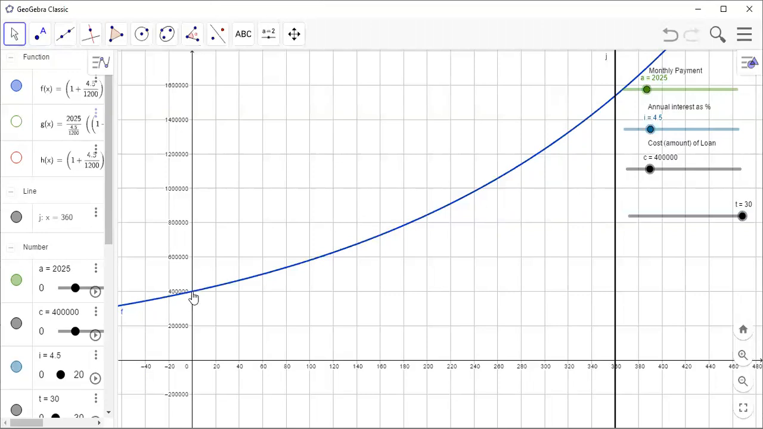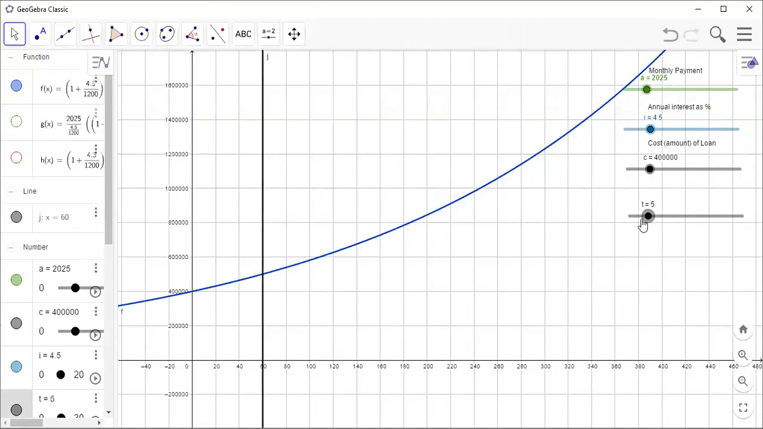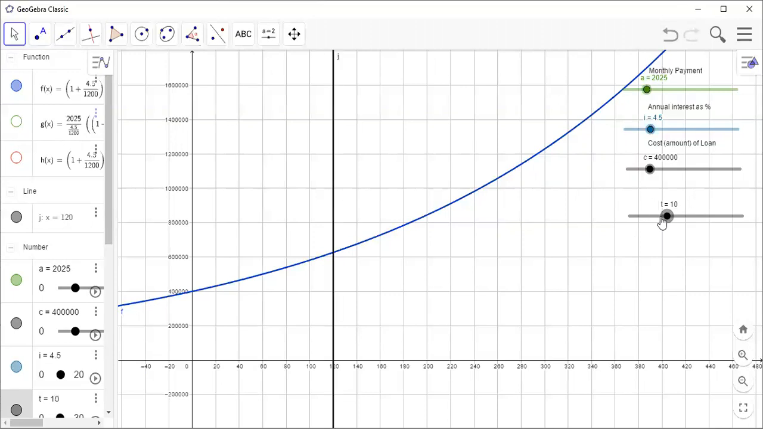So if we borrowed $400,000 and didn't pay it back, and 30 years later, so the black line over here is at 360 months. Okay, so if I change the time on that, the black line will move. So that's if I took a 5-year loan, the black line tells me how much I would have to pay back if I had waited for 5 years to pay it back. And I can keep going, 10 years, 15, 20, 25, 30.